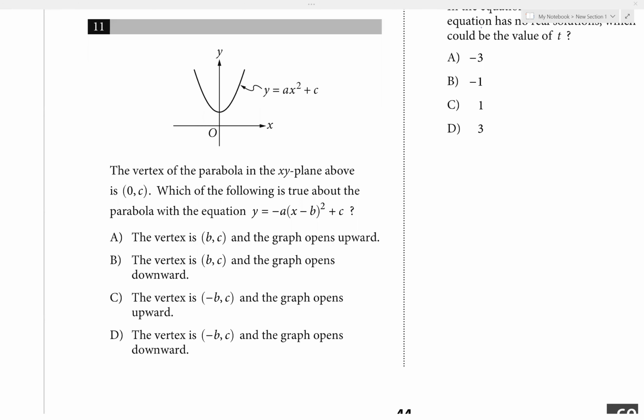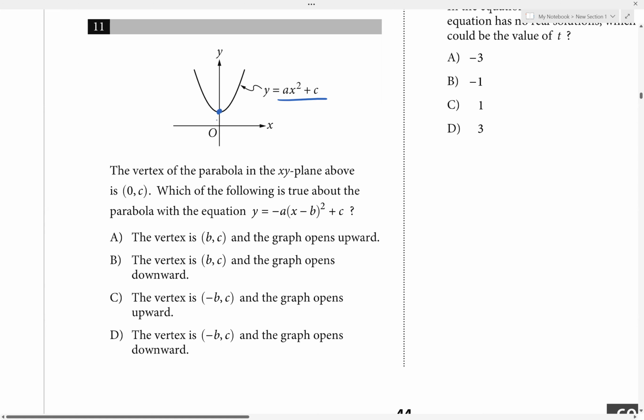All right, number 11. The vertex of the parabola in the xy plane above is (0, c). Which is true about the parabola with the equation y equals negative a times (x minus b) squared plus c? Okay. So this graph that they give us is for the equation y equals ax squared plus c. And we see this parabola opens up. Okay, and then they said (0, c) is the vertex, which is right there. And we see this is also the y-intercept.